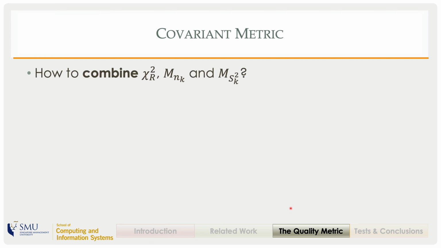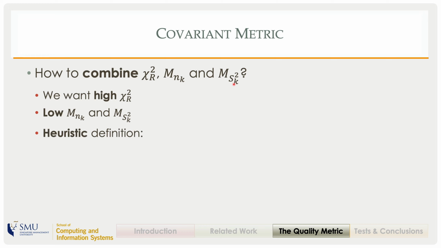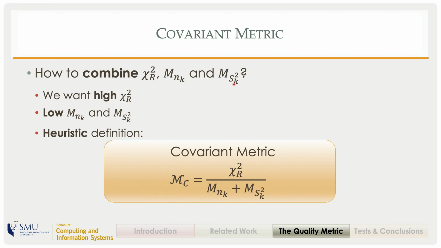So now we have three entities. One is the reduced chi-square, and then the combined z-scores coming from the lack of uniformity in the number of members and the lack of uniformity in the variance. How do you combine these things? We want high reduced chi-square so that the clusters are distinct, and we want low lack of uniformity. So we came up with a heuristic definition and called it covariant metric. We called it the ratio between the chi-square and the sum of the measures of the lack of uniformity.